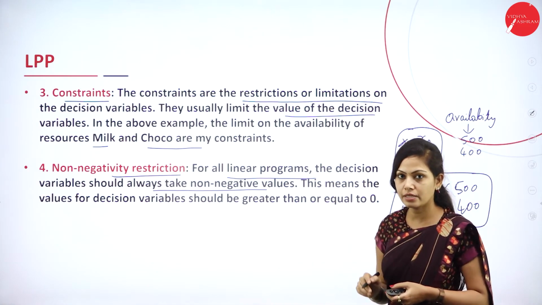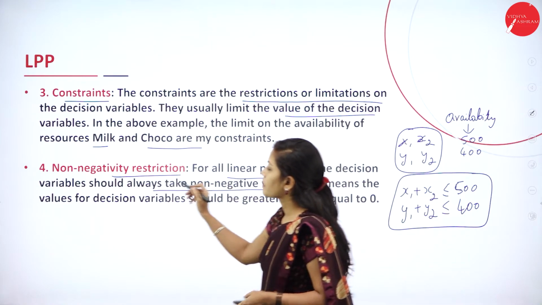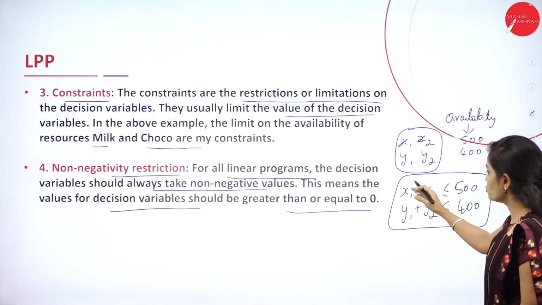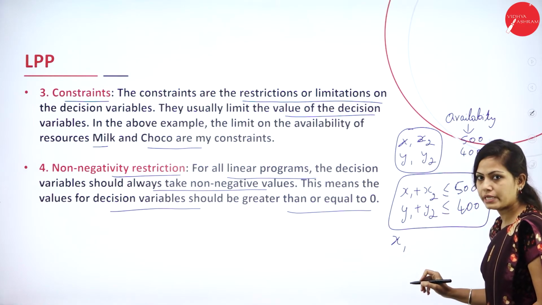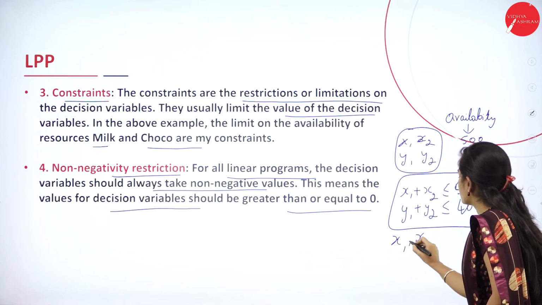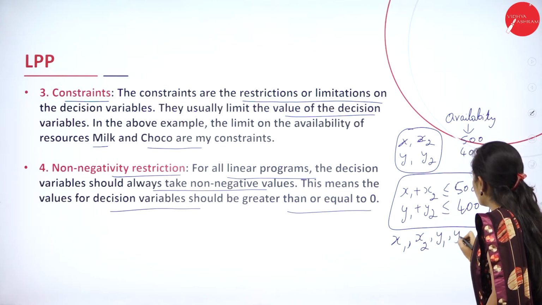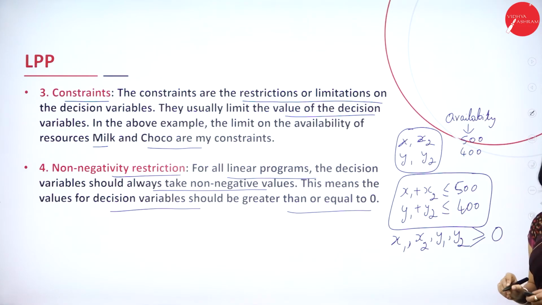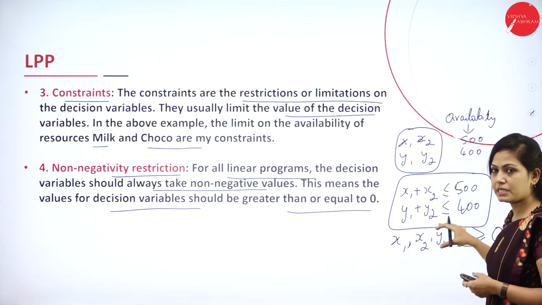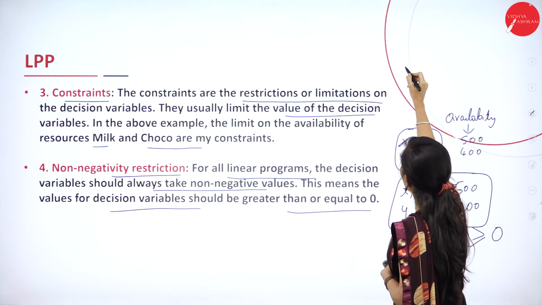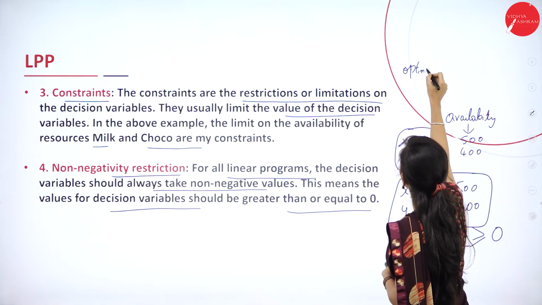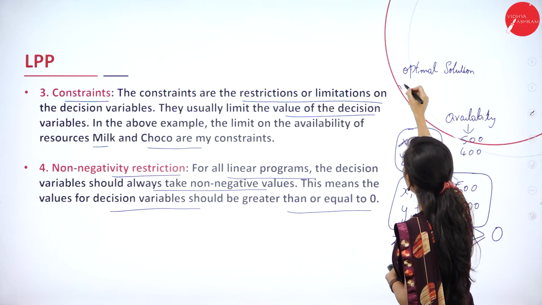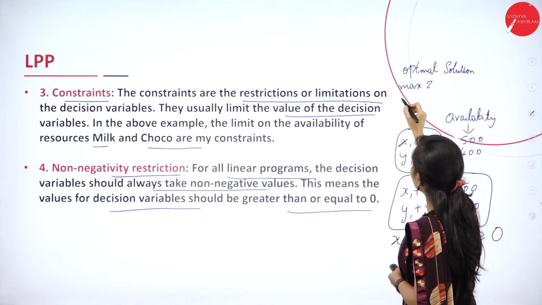That means it should be greater than or equal to 0. This means the values for decision variables should be greater than or equal to 0. Here I am using 4 basic variables, that is x1, x2, y1 and y2. So all the decision variables should be greater than or equal to 0. Here I have used the LPP structure. First we have to mention the optimal solution. It can be maximizing the profit or minimizing.